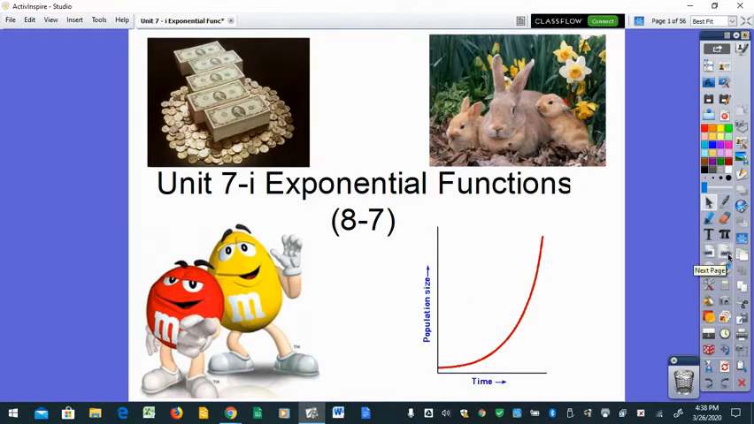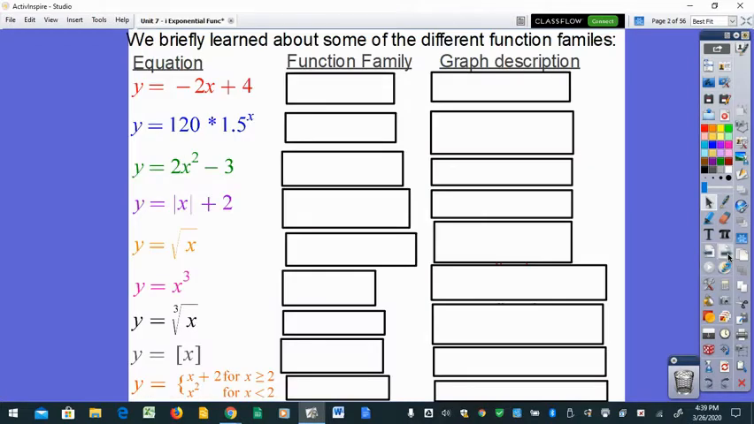Before we get there, though, why don't we take a minute just to revisit our function families and see what you remember from our Unit 3. What I've done here is create a slide that has equations over at the left, and then behind each of these boxes would be the name of the family. And then over here, just sort of a brief description of what the graph looks like. What I'd like you to do right now is to pause the video, take out a piece of paper, and see how much of this you remember. We'll come back in a minute and see how you did.